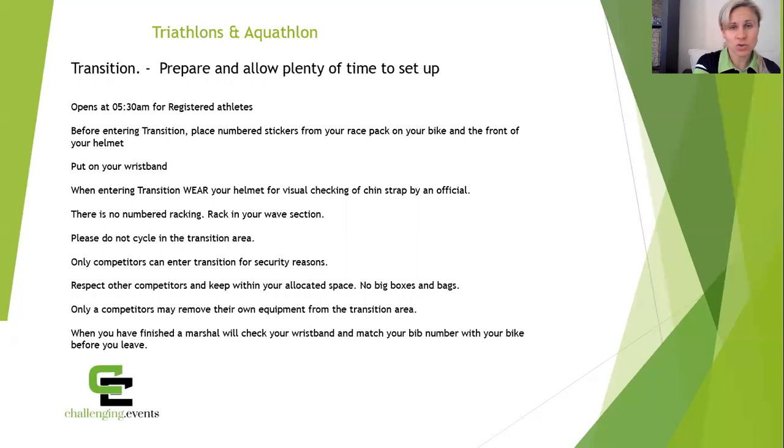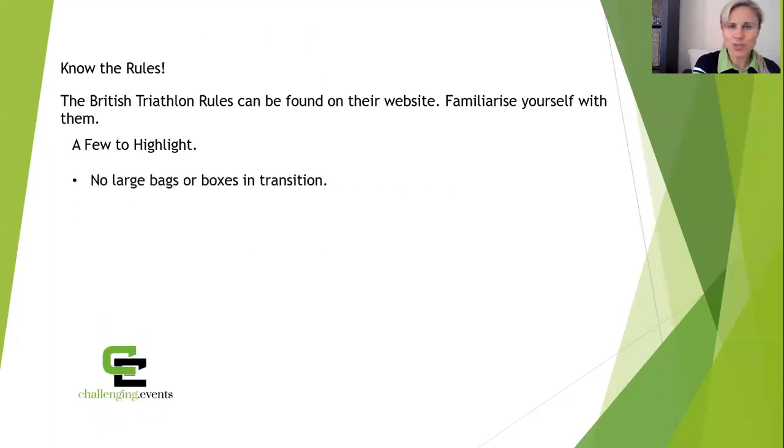So when you've finished your race, the marshal will check that your bike and your helmet match your wristband number and your bib number. Know the rules. Probably a good idea to have a little flick through the British Triathlon website for their rules. So just a couple to highlight. No big boxes or large bags in transition. So you can take your stuff in a big bag, set yourself up, and then we'll have a baggage area. It's not secure, but we would just be putting bags to one side.